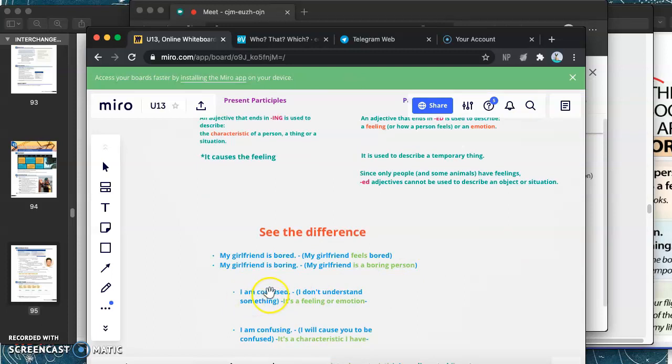If I say I am confused, yes. Yesterday I watched a video about the adjectives with ed and ing, and I heard that when I use boring, for example, I say my girlfriend is boring when she stays with me. For example, she's boring with me. Like describing a characteristic in the moment, for example.